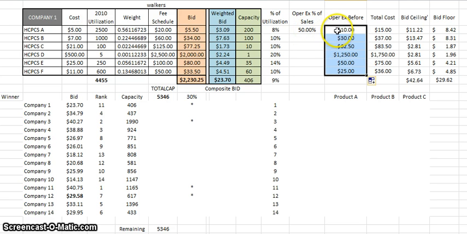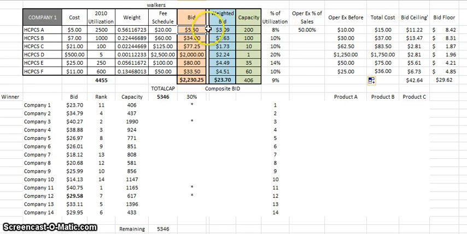So $10 would be the operating expense that's associated with HCPC code A. Now, to figure out what our total cost is for HCPC code A, we would take our operating expense of $10 and add it to our direct cost for HCPC code A, and we would get a total cost of $15.